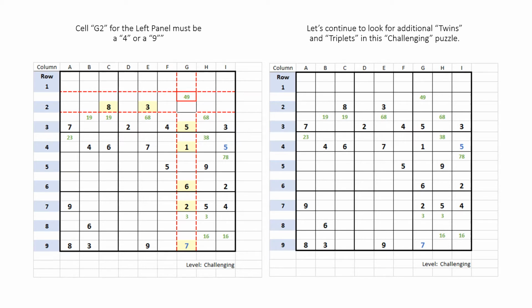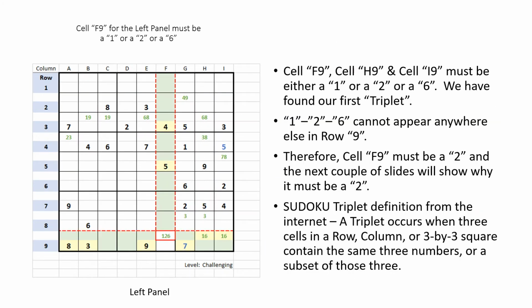Cell G2 for the left panel must be a 4 or a 9. Let's continue to look for additional twins and triplets in this challenging puzzle. Cell F9, cell H9, and cell I9 must be either a 1 or a 2 or a 6. We have found our first triplet. 1, 2, 6 cannot appear anywhere else in row 9. Therefore, cell F9 must be a 2, and the next couple of slides will show why it must be a 2.